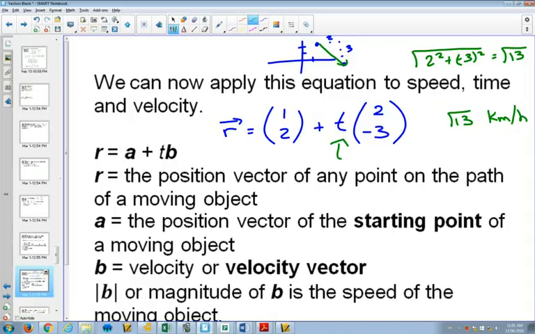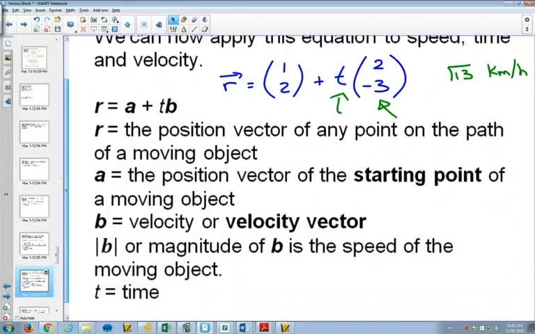So your velocity vector is this one right here, and the length of that velocity vector is telling the speed that it's going. So we've got a starting point. T is going to be in time, either in minutes or hours or seconds, and then that velocity vector, the direction vector, is going to tell you which direction it's going in and how far it's going to go in 1 hour. And once you find the length of that, you're going to get the speed of that object.